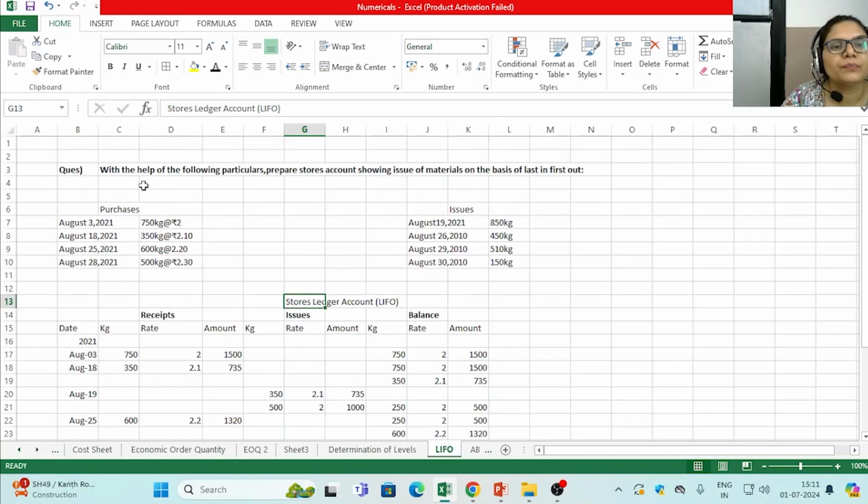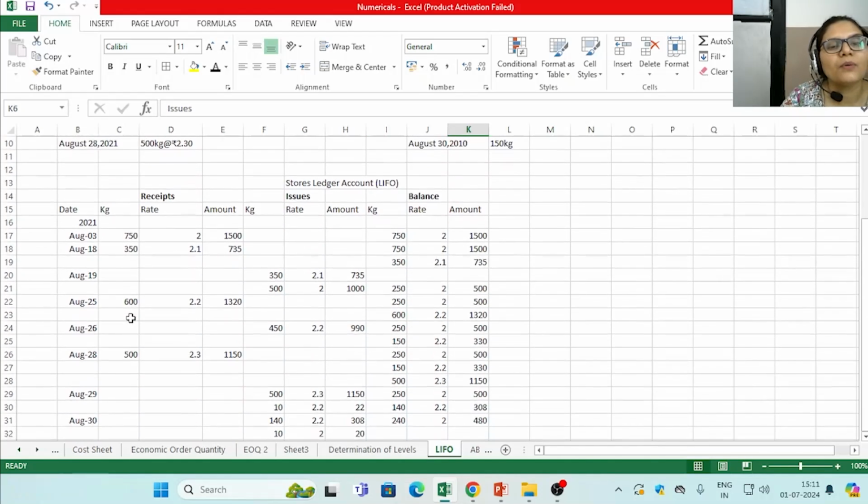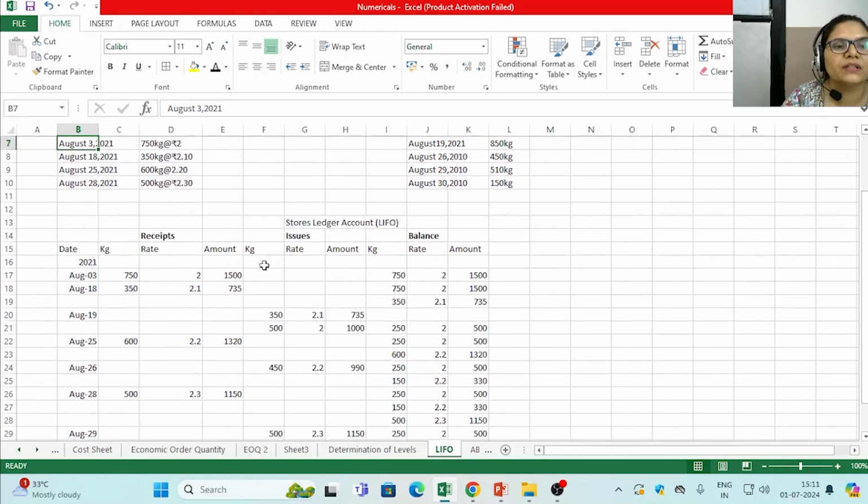We have to prepare issue of material on the basis of LIFO method. We have been given purchases, we have been given issues. Now, if you want to make your job easier, first of all, you have to be very careful about the dates. If you are going by dates and you're not missing any date, definitely your answer can never be wrong. We will make a format: receipts, issues, and balance. In each and every column, we are having kg, that is quantity, rate, and amount. Then in issues also, we have quantity, rate, and amount. Then in balance also, we have quantity, rate, and amount.